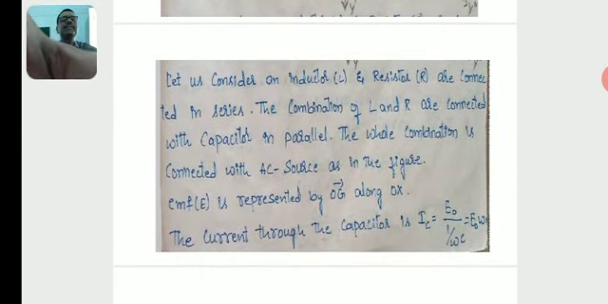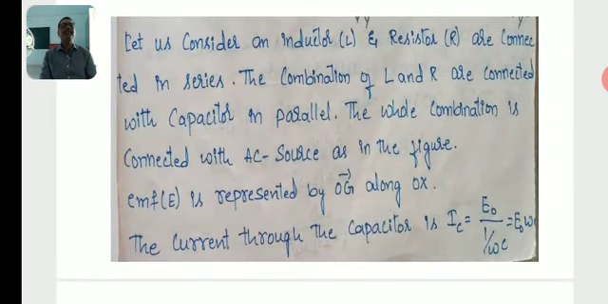Let us consider an inductor L and a resistor of resistance R connected in series. The combination of L and R is connected with the capacitor in parallel. The whole combination is connected with the AC source as shown in the above diagram. EMF is represented by OZ along the x-axis.